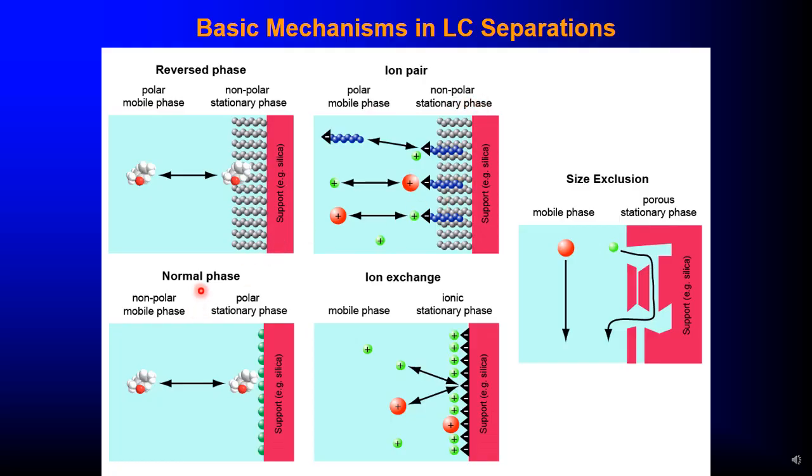Then we have this situation, where we have a polar stationary phase and a non-polar mobile phase, that is of course normal phase. Then we have ion exchange, where we have an ionic stationary phase and mobile phase. Then we have size exclusion, where we have a porous stationary phase. That's what we call ion exclusion.